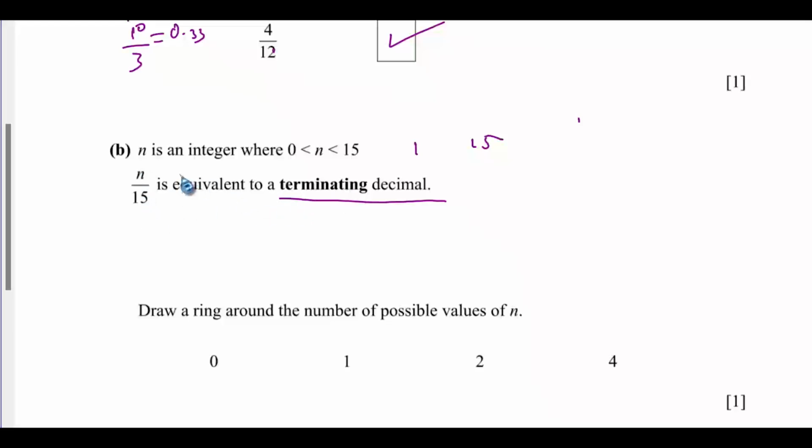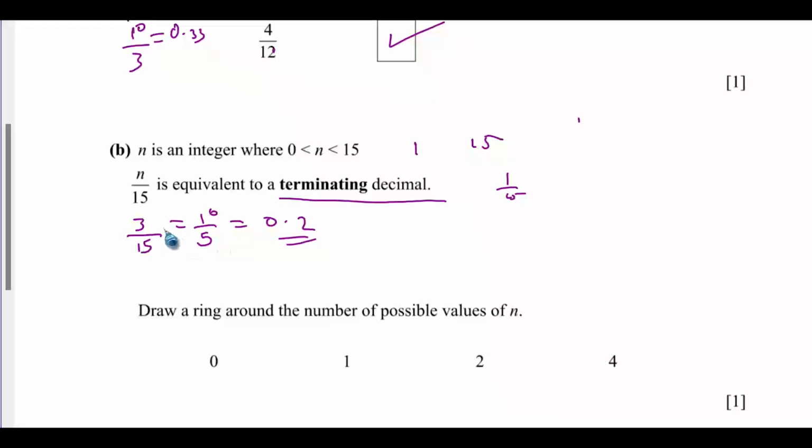Take for instance, let's take 3. We have 3 out of 15, so this is the same as 1 out of 5. Okay, so let's check this. 5 goes in 1, that will be 0, then point, you add 0 here. 5 goes in 10, that is 0.2. So that means 1/5 is a possible solution.